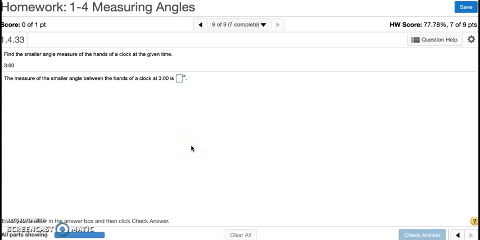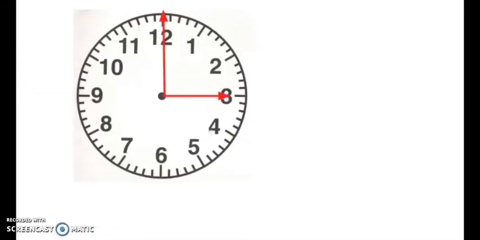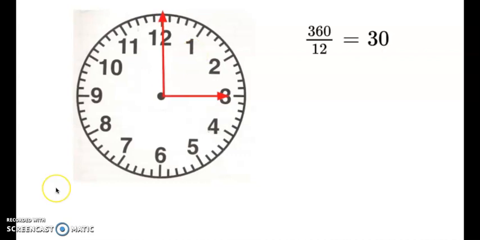Number 9, find the smaller angle measure of the hands of a clock at a given time. Our time's at 3 o'clock, so let's take a closer look at it. So here's a clock showing 3 o'clock. First, we need to figure out how many degrees are there from one number to the next. There are 12 numbers, and we know in a circle, when you go all the way around, it gives you 360. So divide 360 by 12, and you get 30 degrees.